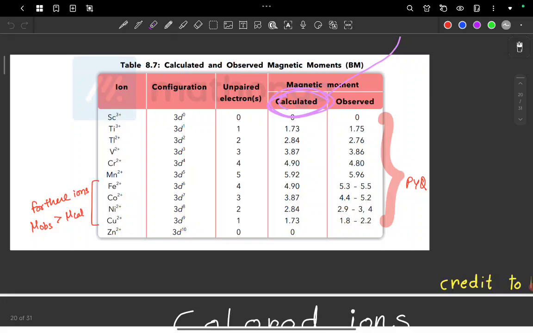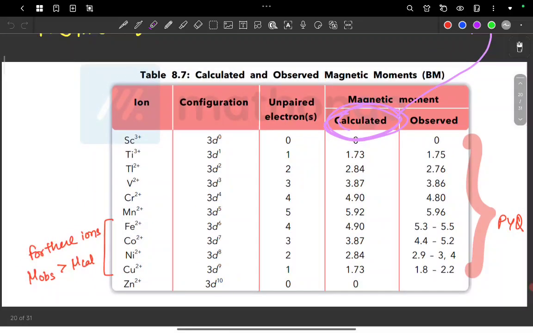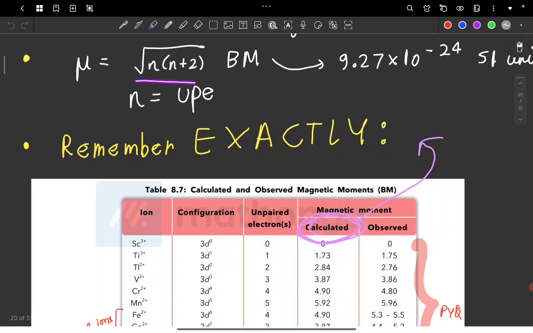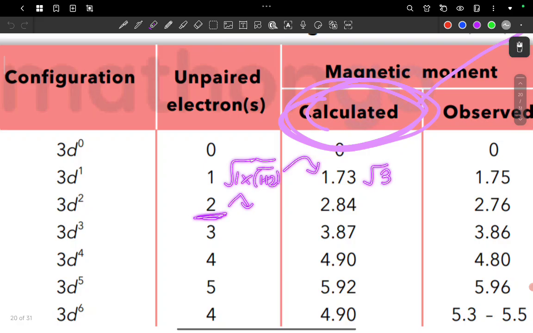They are not too hard to remember actually. Well, titanium 3 plus has one unpaired electron. You can draw these configurations. We are not going to waste time doing that here. But using this formula, if the number of unpaired electrons is 1, we get root of 1 into 1 plus 2. So this is nothing but root 3. Similarly, we have 2 here. So this is nothing but root of 2 into 4, or 2 root 2.